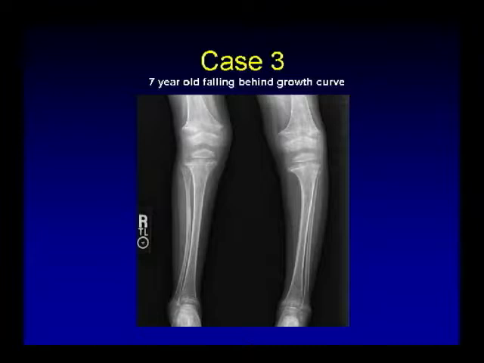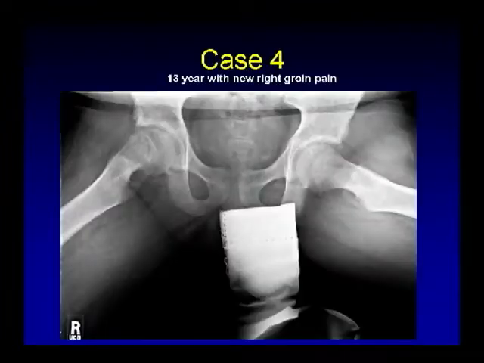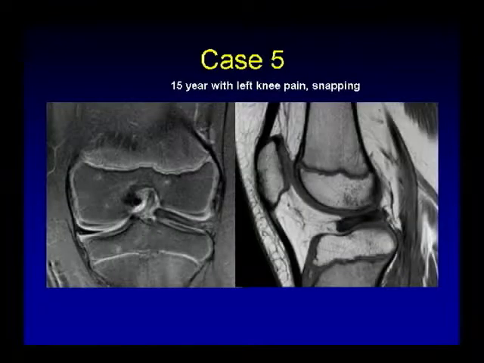Case 3 is a 7-year-old falling behind growth curves, and you have a radiograph of bilateral knee joints with tibia and fibula. Radiograph of the pelvis in a 13-year-old with new right groin pain. And the last unknown is an MRI of a 15-year-old with left knee pain and snapping.